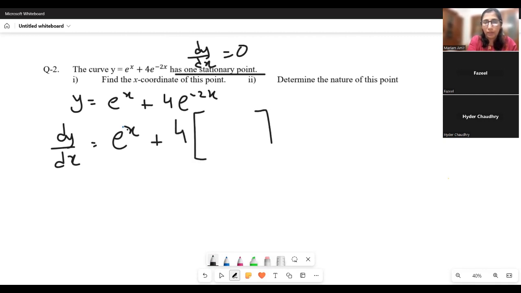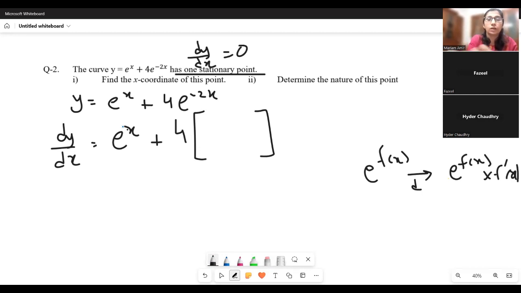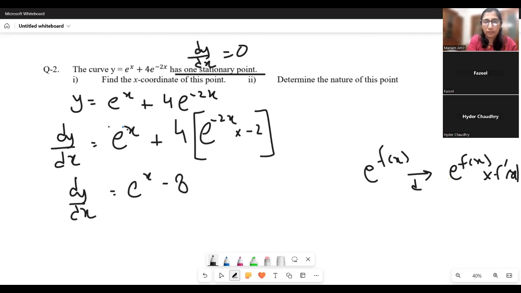so that's 4. And the derivative of e power minus 2x, we know that the derivative of e power f(x) is e power f(x), it stays the same, times f prime x, the derivative of the power. It's going to be e power minus 2x times minus 2. So dy over dx is e power x minus 8 e power minus 2x, and we must equate it to 0.